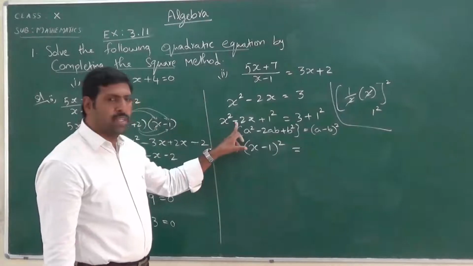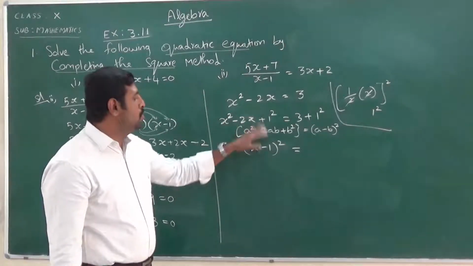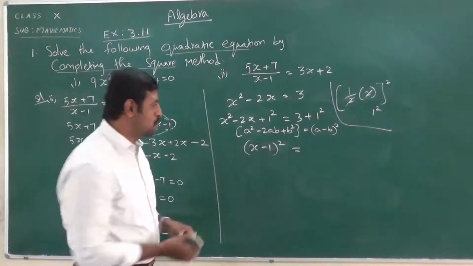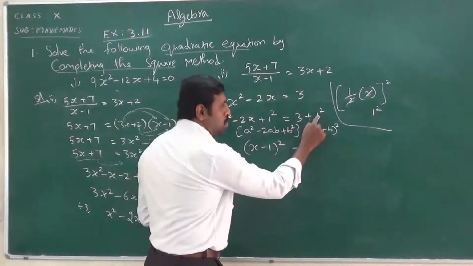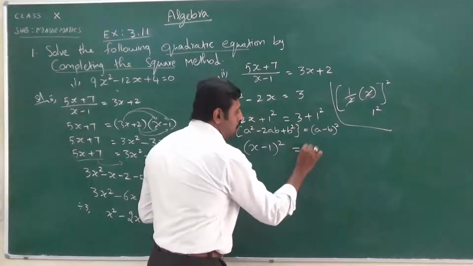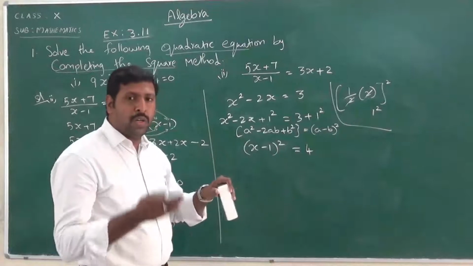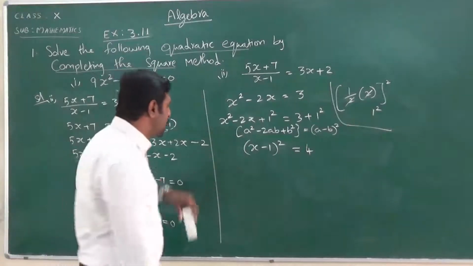It is in the form of a square minus 2ab plus b square. So we can write it in the form of a minus b whole square. That is x minus 1 whole square is equal to 3 plus 1 square, which is nothing but 1. 1 plus 3 is 4. Now we have to cancel the square. We want to find only the x value. So taking square root on both sides.